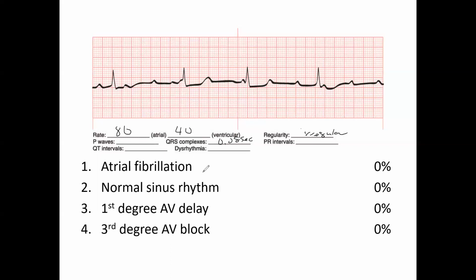So we know we can see P waves, so we knock out atrial fibrillation. We know it's not a normal sinus rhythm. You know it's not first degree atrioventricular delay because there's not a pattern for first degree. So you've got a relatively slow ventricular rate. So we are looking at third degree heart block in this particular situation.